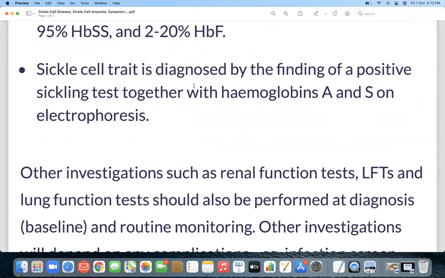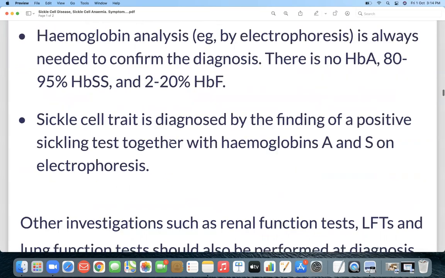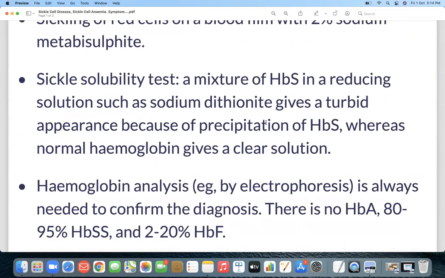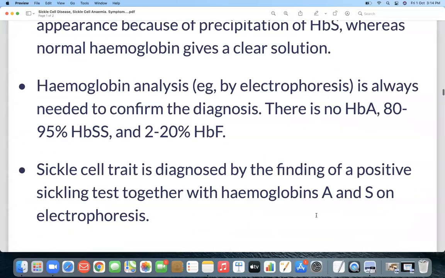Then sickle cell trait is diagnosed by finding a positive sickling test together with hemoglobin A and S on electrophoresis. So if both A and S are there, maybe half, you can take it as trait. But in sickle cell anemia, usually very little or no HbA will be present. Okay, so hemoglobin electrophoresis will give you the diagnosis.